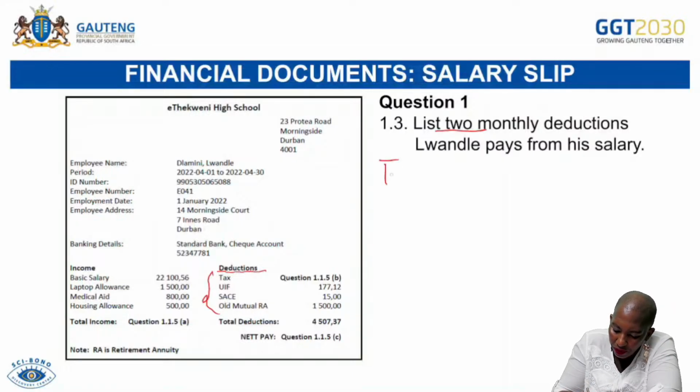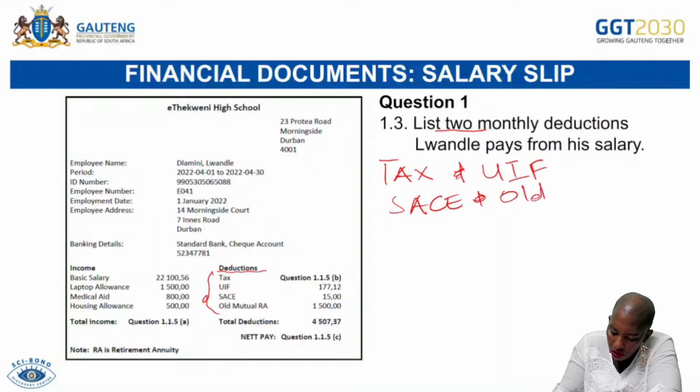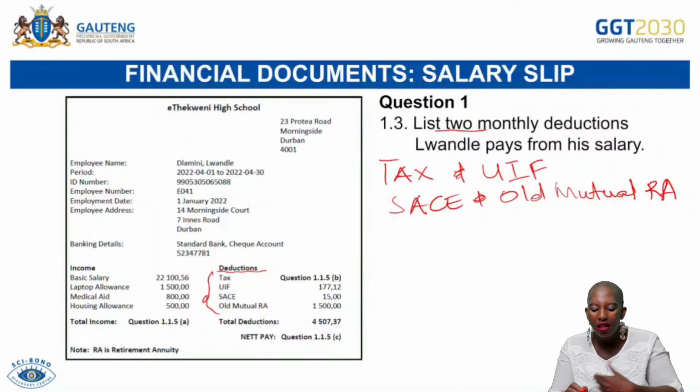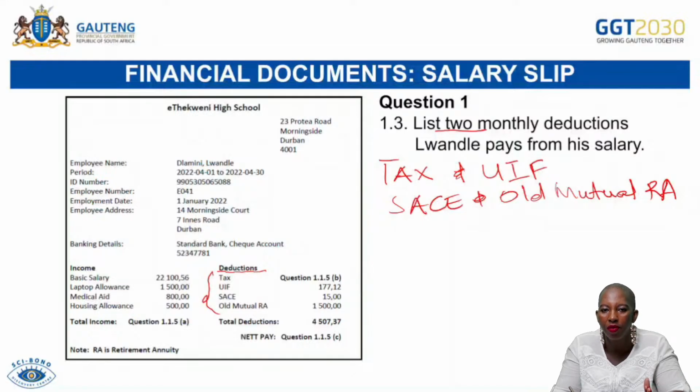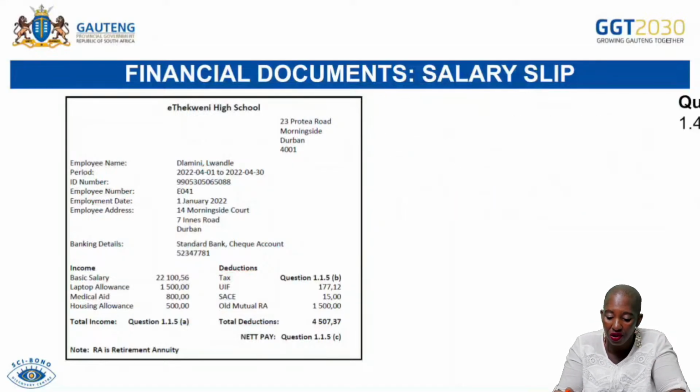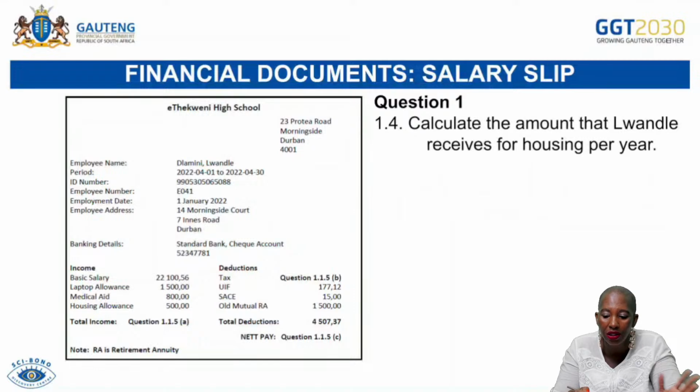So you can say the deduction will be for tax and UIF, or you can say old mutual RA, retirement annuity. And boys and girls, it's not like you have to put them the way I've put them. Just select any two of your choice. That will be the correct answer. You see, the answers are there. You don't have to think hard because in the financial document, all the answers are there.